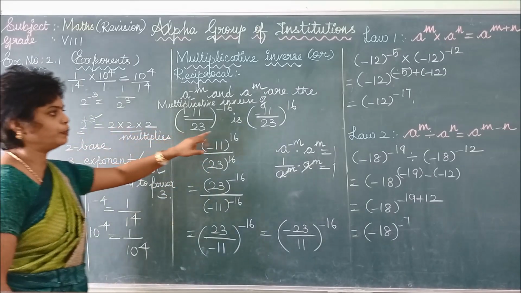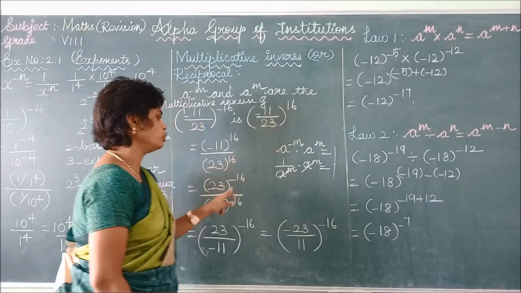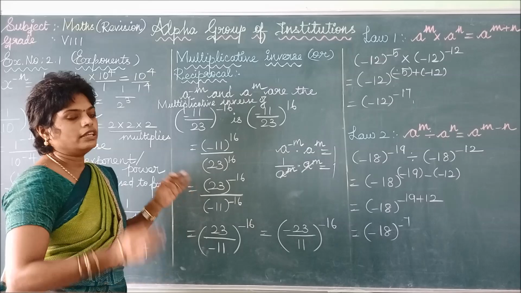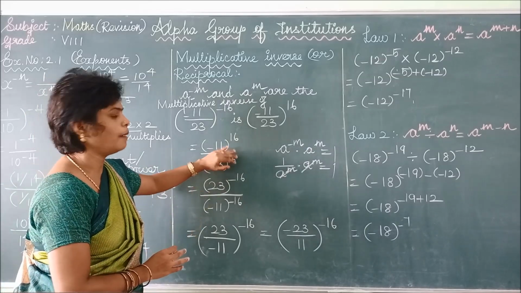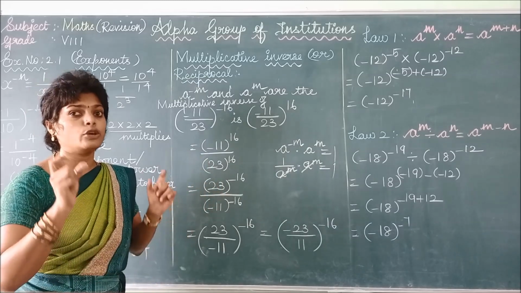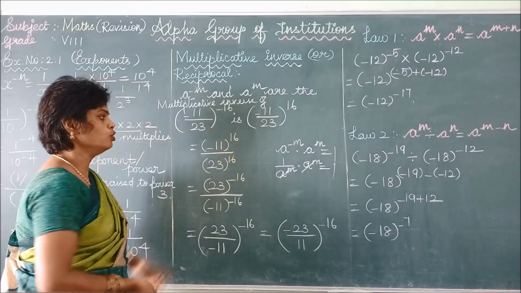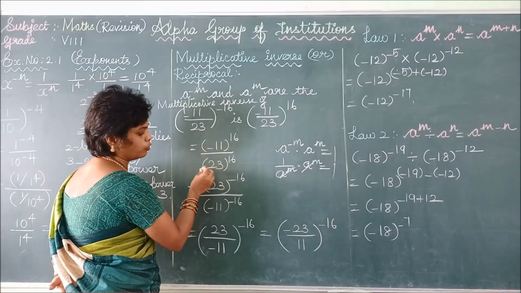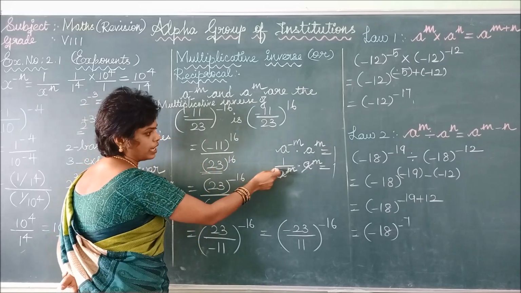Likewise, you have to split and write this power also: 11 to the power 16 divided by 22 to the power 16. If the question asks you to find the positive exponent, you can stop here itself. But if they ask you to find the negative exponent, you have to change this exponent to a negative. So I am changing that one to negative.